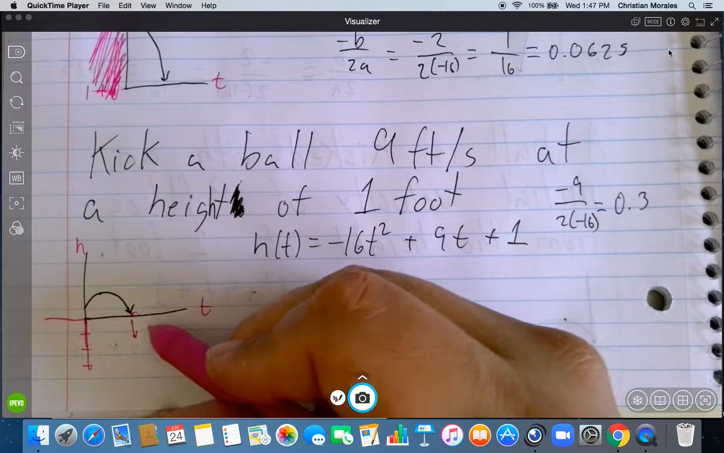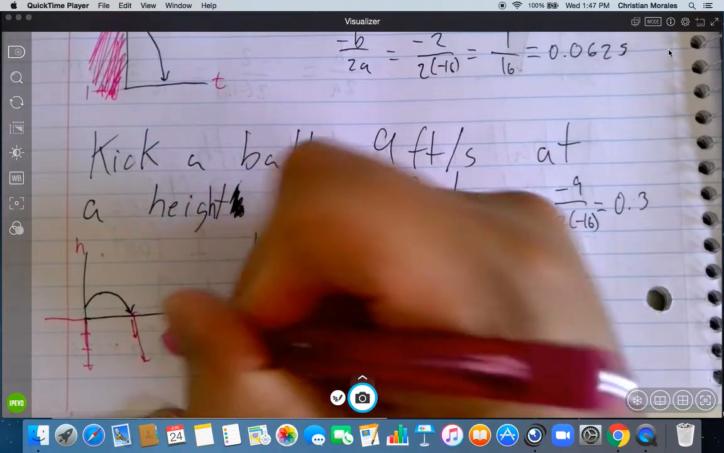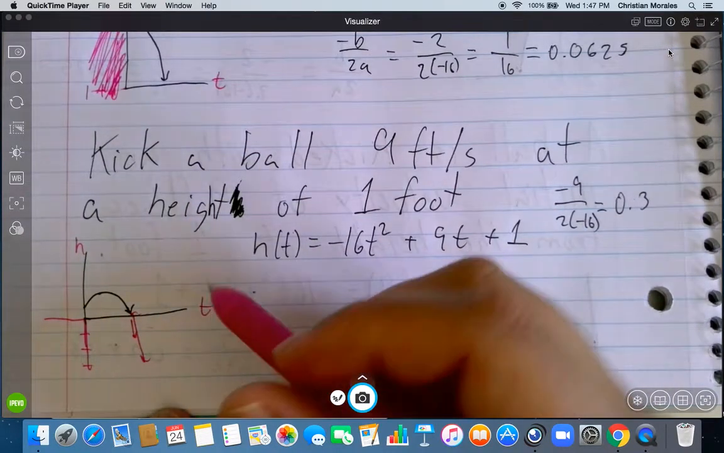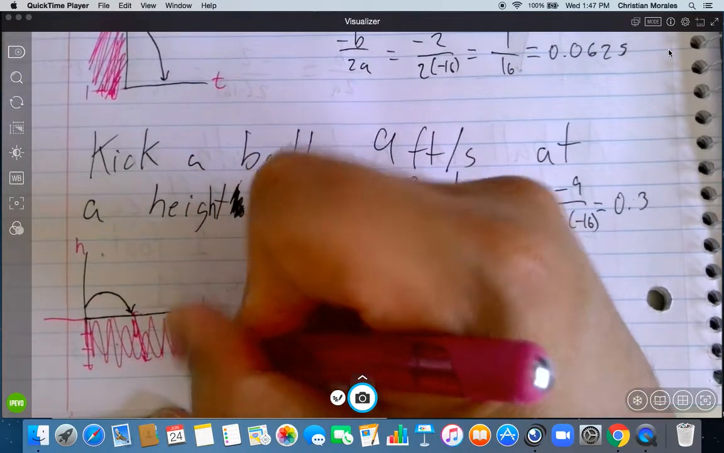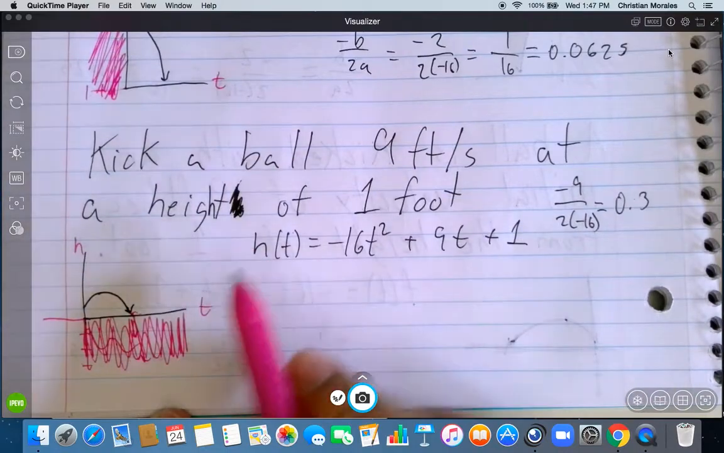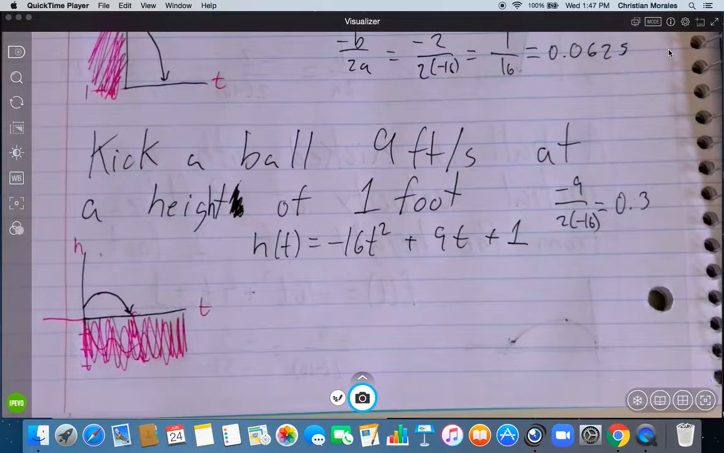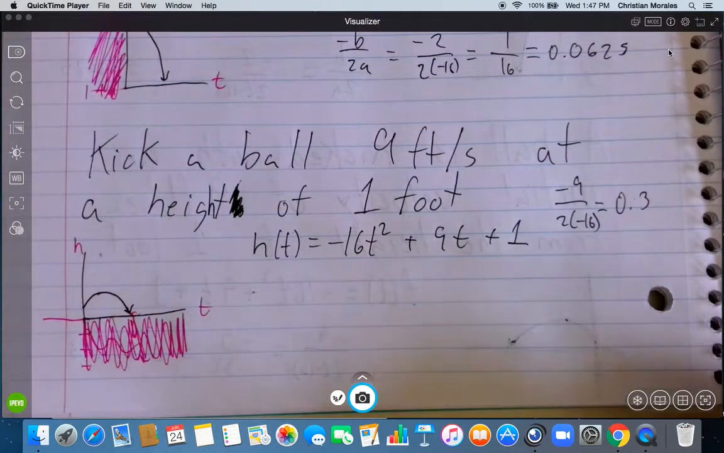That would mean that the ball's going into the ground, and you must have kicked it really hard to do that. So that's not going to be used. So you don't use this part of it either. Again, you're going to stick with the positive side. So modeling can be tricky because you have to understand which parts make sense and which parts are practical.